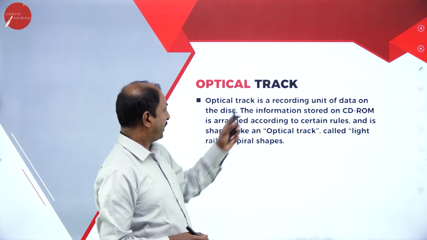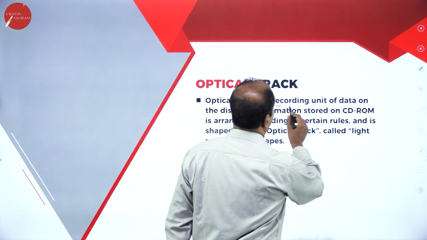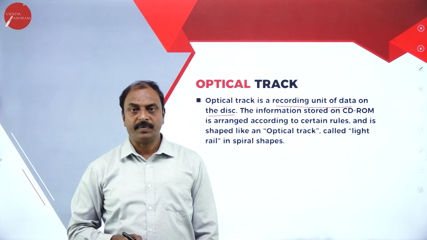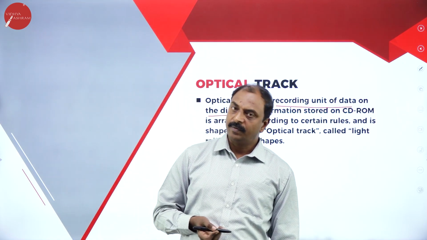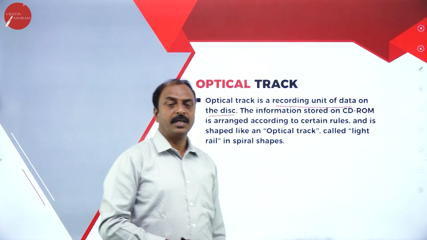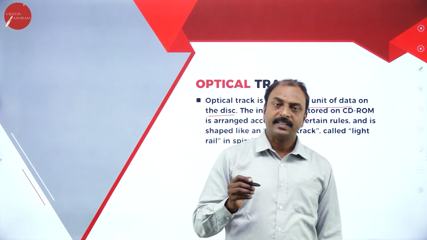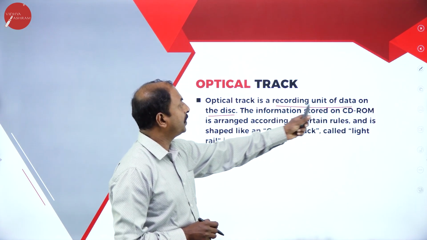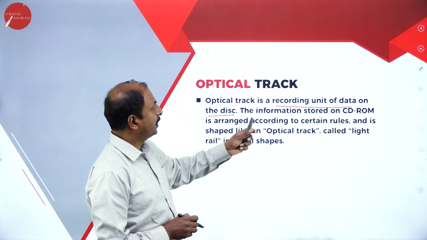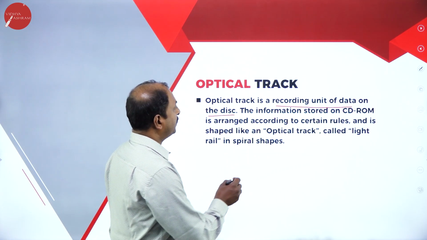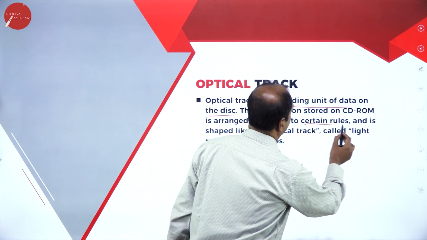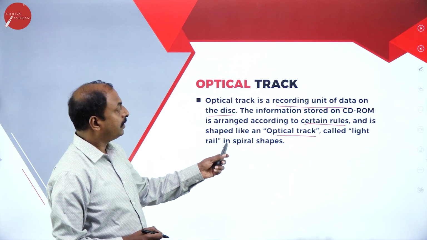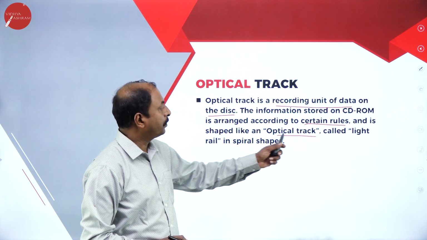Now, the optical track. The optical track is a recording unit of data on the disk. With respect to previous storage devices like floppy disk, hard disk and magnetic tape, the data or information is stored in tracks and sectors. But here we are using an optical track, the recording unit for storing the data. The information stored on a CD-ROM is arranged according to certain rules, and it is shaped like an optical track. So generally the data in an optical disc is stored in optical tracks.